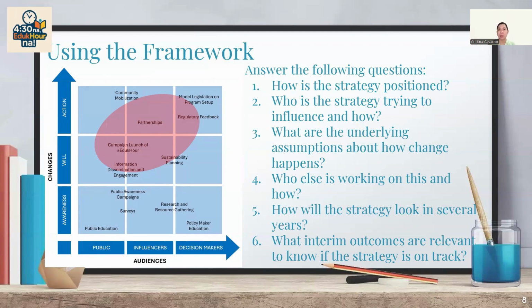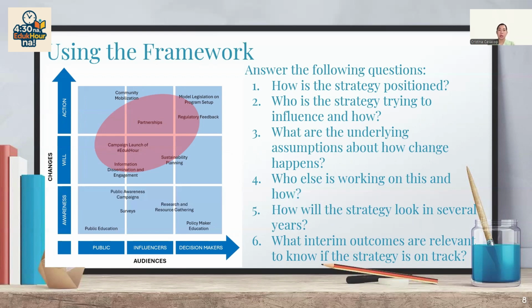So for example, the goal calls for an action-oriented strategy that mobilizes both the public and influencers to advocate with the decision makers and then inspire action. So the strategy calls for tactics that include community mobilization and partnership with other stakeholders together and generate the action needed. The next question, who specifically is the strategy trying to influence and how? So it refers to the target audience, and it is important because effective communication requires tailoring messages to audiences.